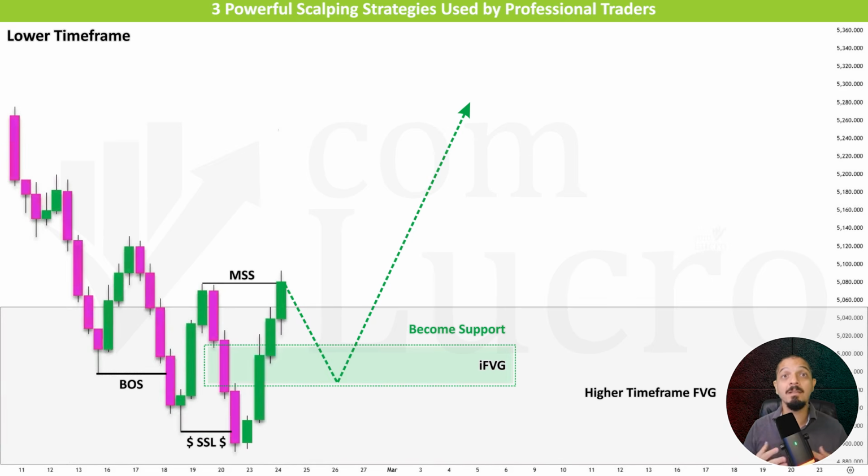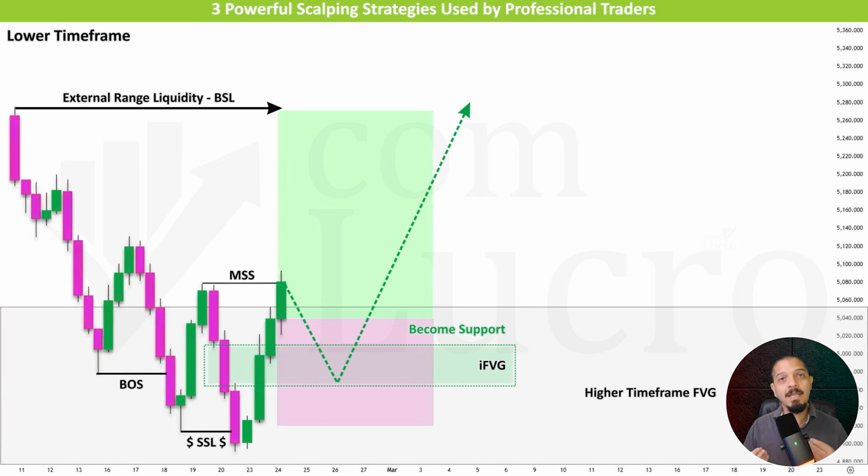At this point, the focus shifts to execution. To enter the trade, you have 2 options. The first option is to enter immediately after the inverse fair value gap forms inside the higher time frame fair value gap. In that case, you open the position at the opening of the next candle, with your stop loss placed below the most recent swing low.